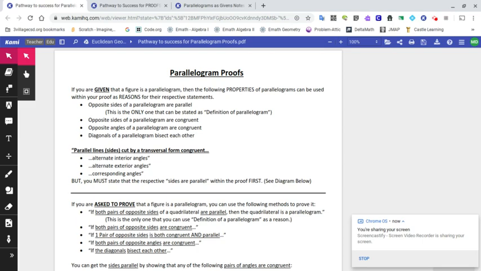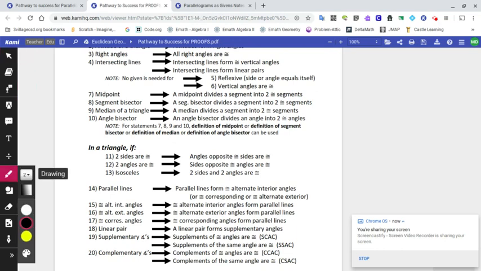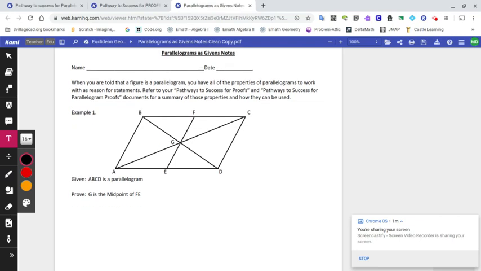And also the pathway to success for proofs. We talked a little bit about some of this yesterday: the parallel lines forming alternate interior, corresponding, or alternate exterior angles, and all that. We're going to be talking a little bit more about that today. I just wanted to get into a quick example of a proof and talk about some of the things that I wanted to emphasize.